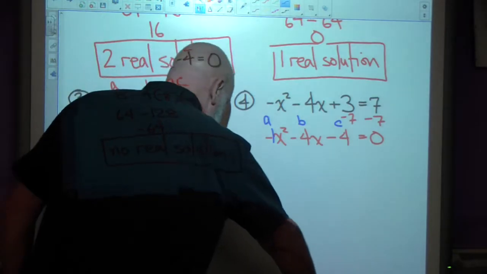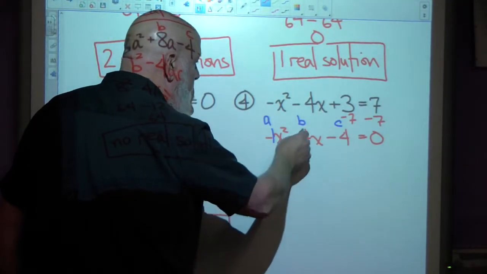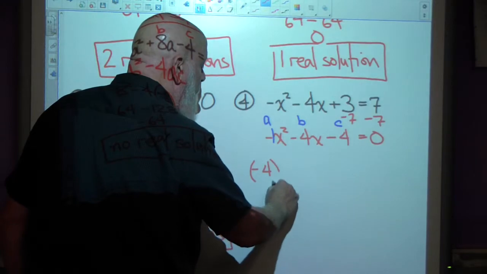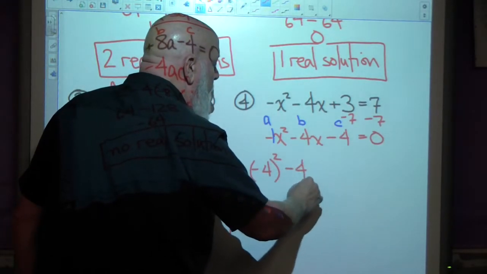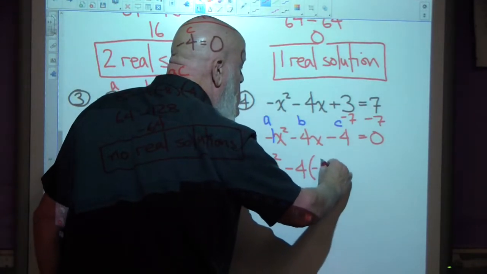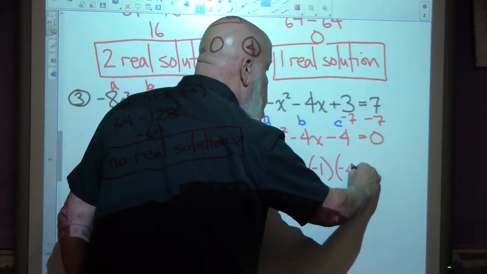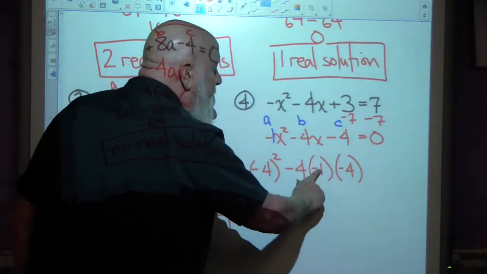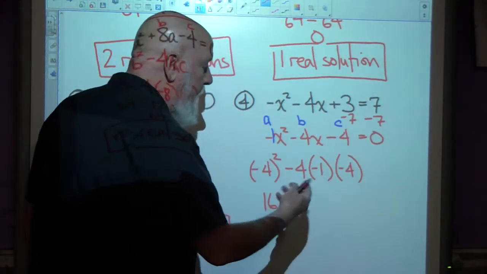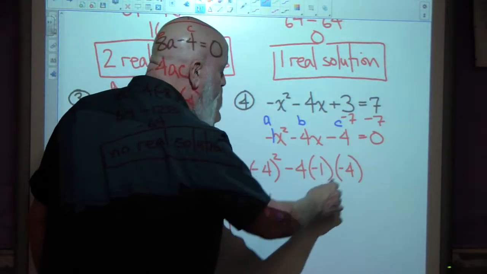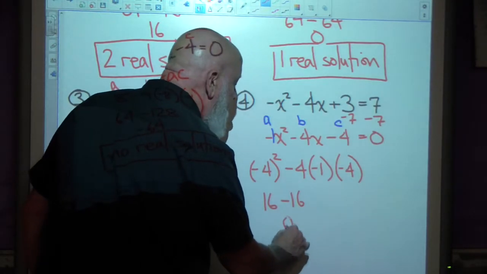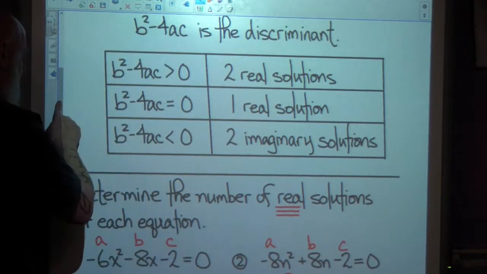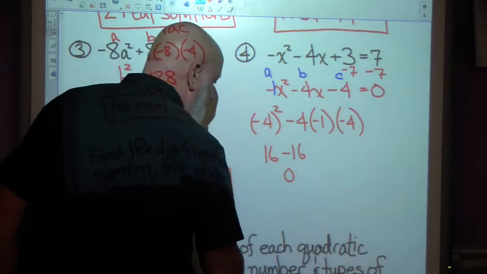So we're going to go b squared, which is negative 4 squared, minus 4 times a times c. Okay. Well, this gives us 16. Negative 4 times negative 4. Negative times negative times negative is negative. There are 3 minus signs, and if you're multiplying, that will make your product negative. 4 times 1 times 4 is 16, so it'll be negative 16. That gives me 0. And if the discriminant is 0, that means that there is one real solution, which I believe is what the key said. One real solution.